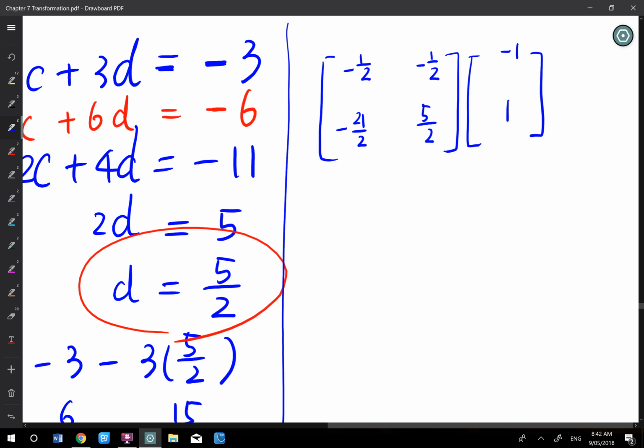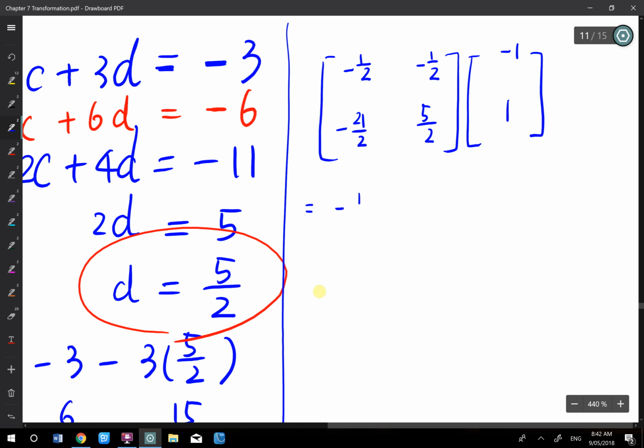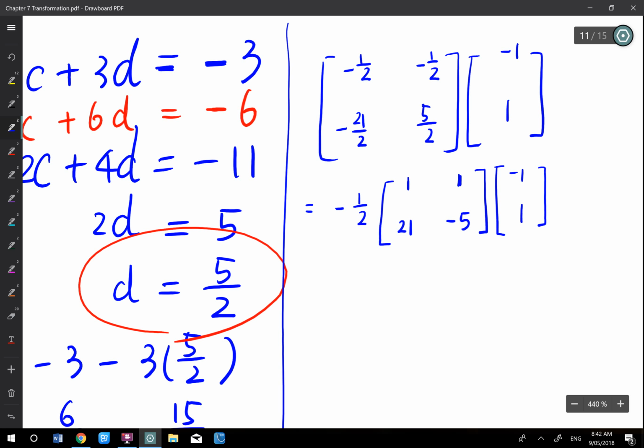Something we can think smartly: because we all have denominator 2 here, and most of the A, B, C, D are negative, what I can do first is take a negative one half out. Then I have 1, 1, 21, and negative 5 here, which is easy for me to do the calculation. You can multiply the factor in, you can also take the factor out from the matrix. It's nothing wrong if you don't take it out, it's alright. But I feel it's just easier to think about this way.